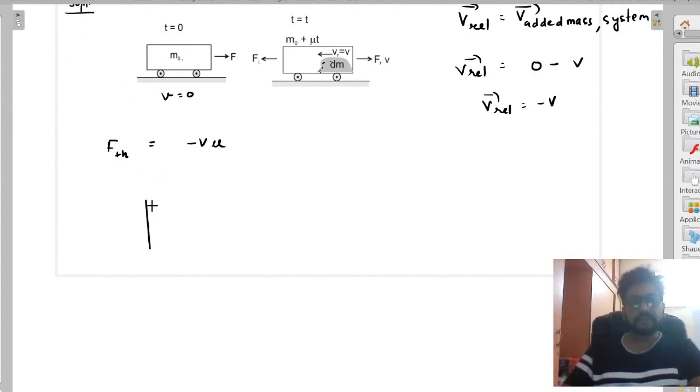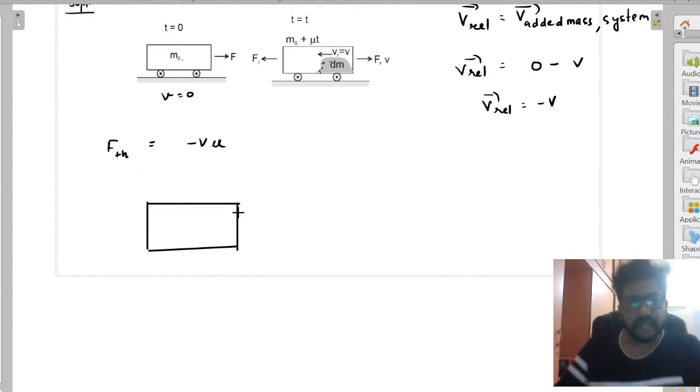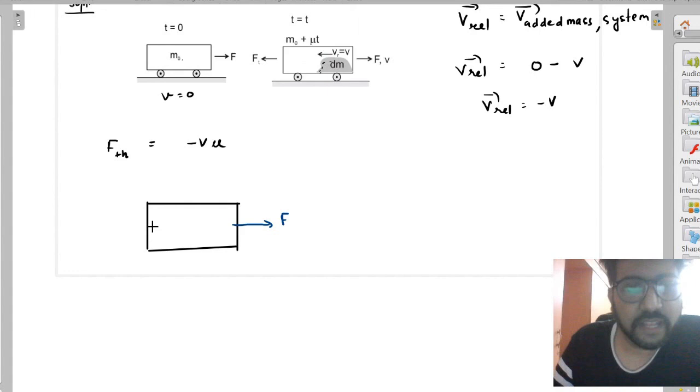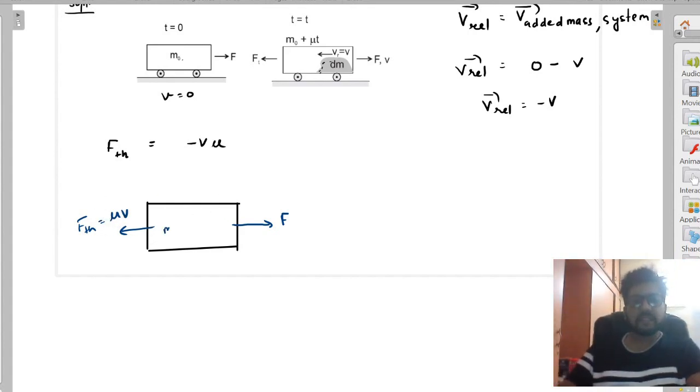So now let us draw the FBD of the system. You will see that this was the external force, and because mass is added, the thrust force is in the direction of v relative, which is towards left. So the thrust force is in this direction, and the value of the thrust force is mu v, and the mass of the system at any instant is m naught plus mu t. So you will write the net equation as F minus mu v is equal to m naught plus mu t into dv by dt.